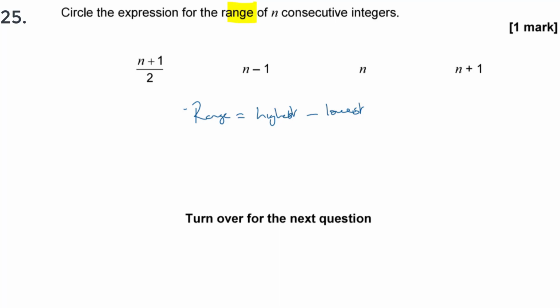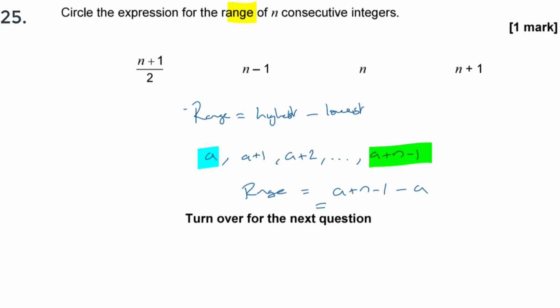Now we don't know what the first number is, so let's call it a. Now my next number is going to be one more than that because these numbers are consecutive, so I'm going to have a plus 1. Then I'm going to have a plus 2, and then so on. Now what's my last number going to be? Now it's not going to be a plus n, because that means I would have n plus 1 numbers. So it's got to be a plus n minus 1, giving me n numbers altogether. Okay, so then if I take my highest number, a plus n minus 1, and take away my lowest number, a, then my range is going to be a plus n minus 1 take away a, which is n minus 1. So it's that one there.